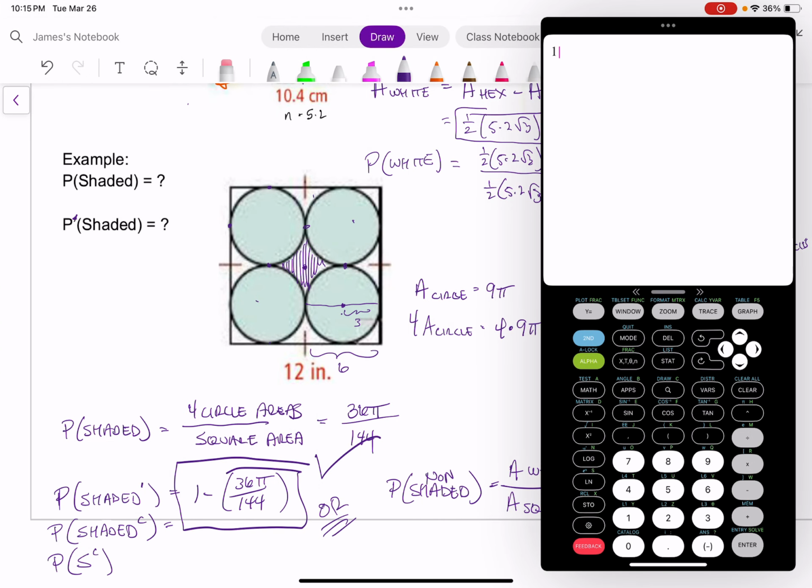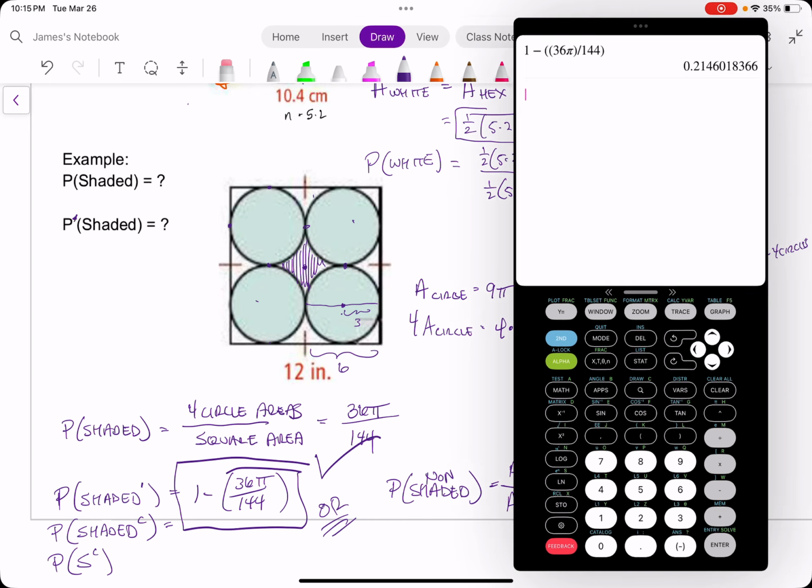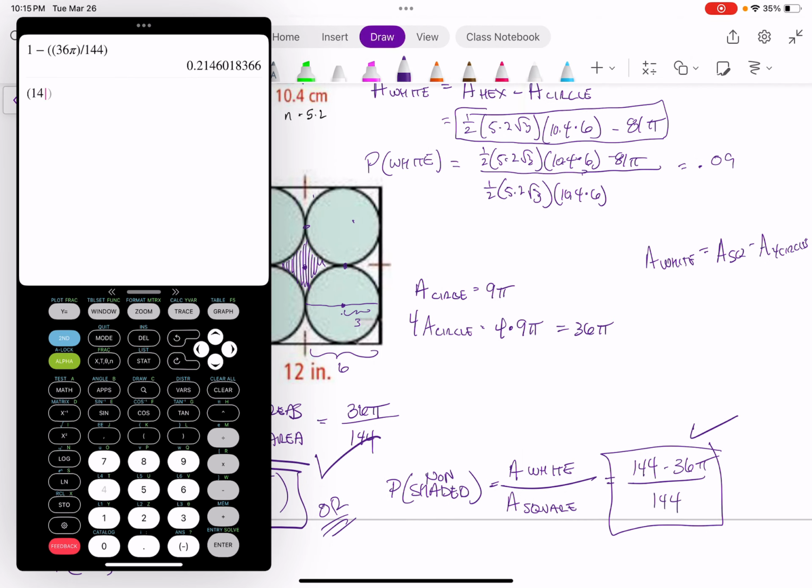And I'll just do this here. I'll do the actual division, so 36 pi. So I get that number right there, okay? But if I do 144 minus 36 pi and divide that by 144, you see we get the same exact number, okay?